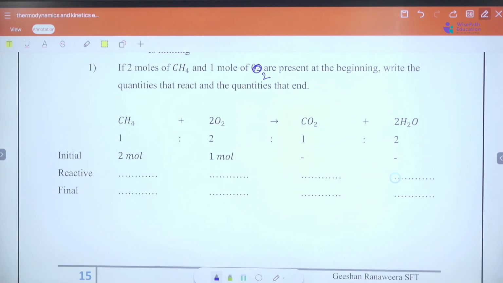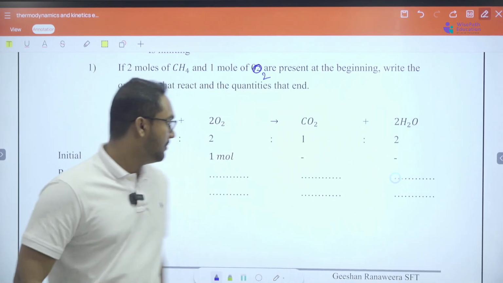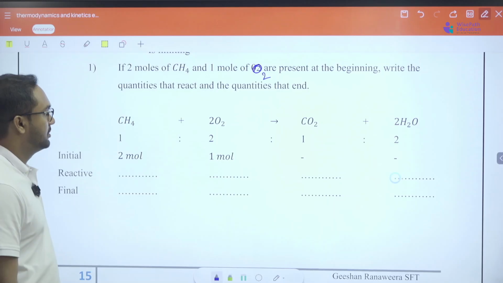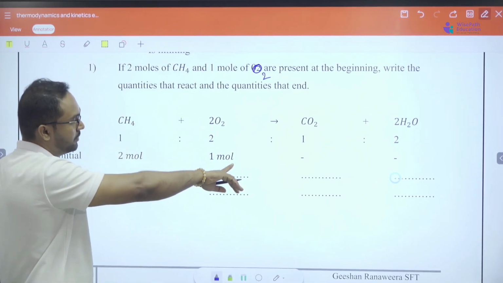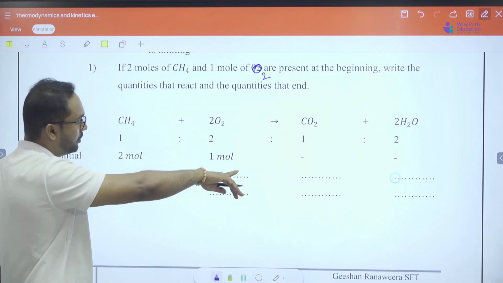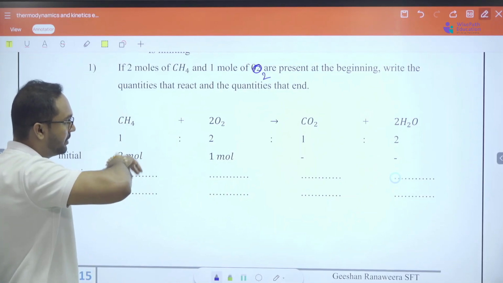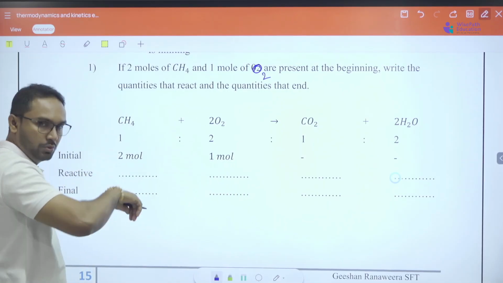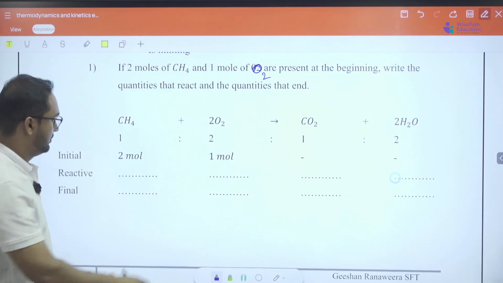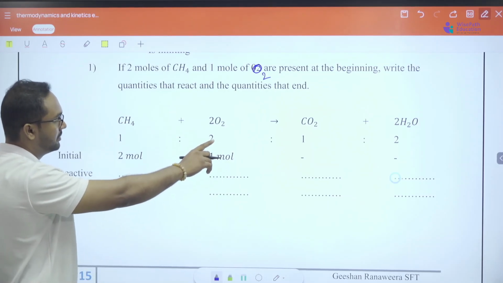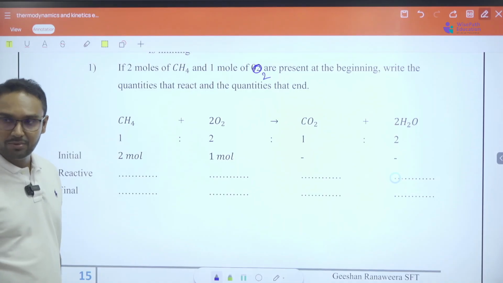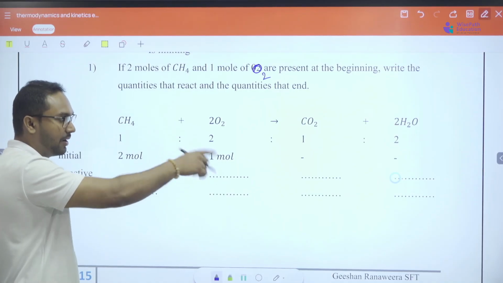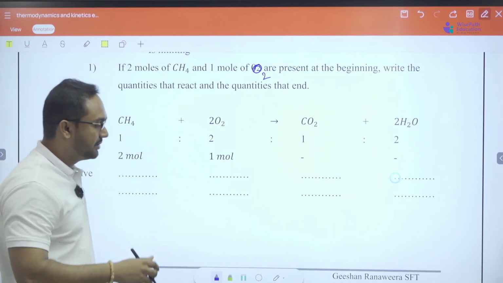Finish. So how do you do it? The stoichiometric ratio is 2 to 1. So 1 mole of O2 is there and 2 moles of CH4 are there. So 2 to 1 should be reacting, right? So 2 to 1 are reacting.